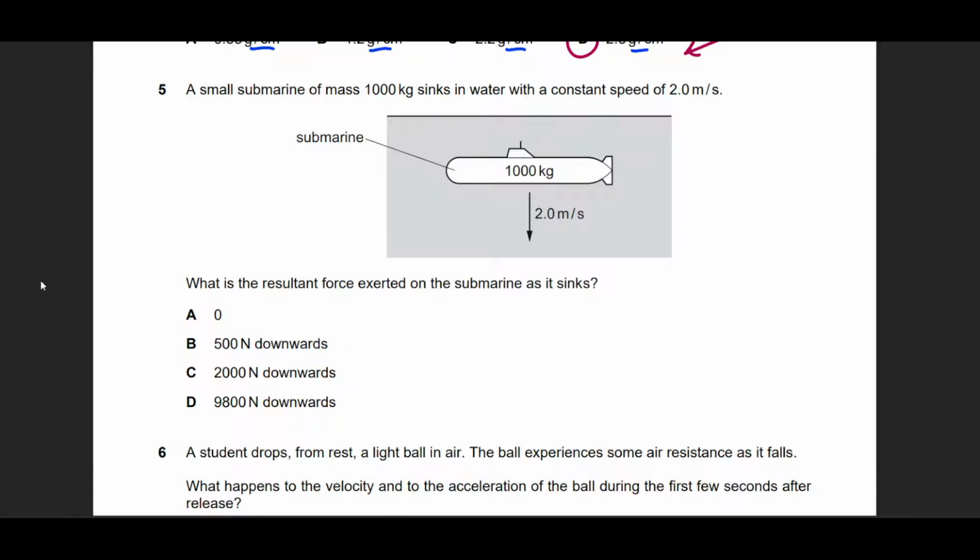Question number 5 says a submarine has a mass of 1000 kg, sinks at a constant speed of, now always pay attention to this, constant speed.